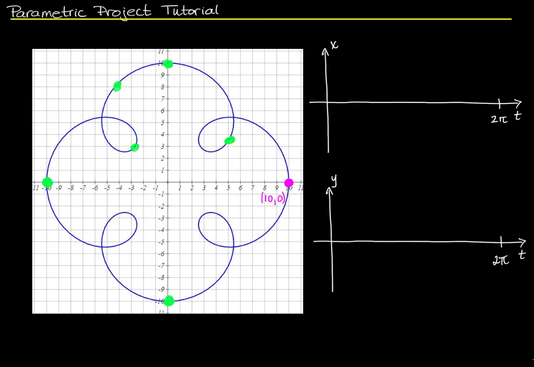That's where I'm going to be starting. It's important to establish where you're going to start because you need to start in the same place and move in the same direction for both your x of t and y of t graphs. Now that I've got that, let's take a look again and imagine that this point that I've plotted here is moving along this curve.